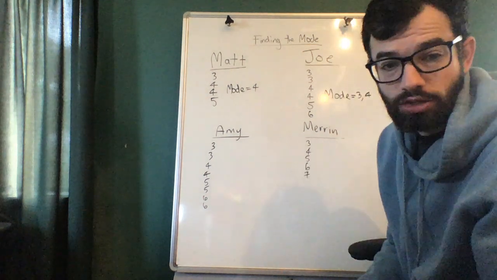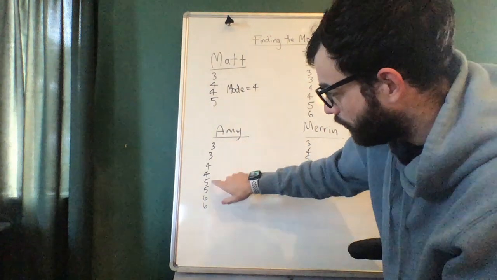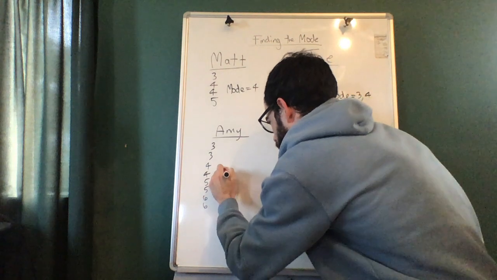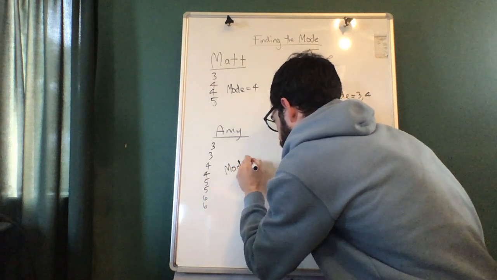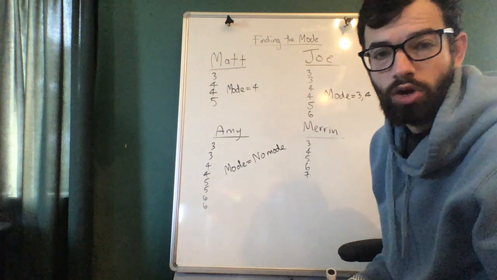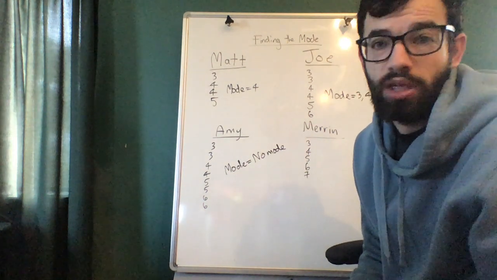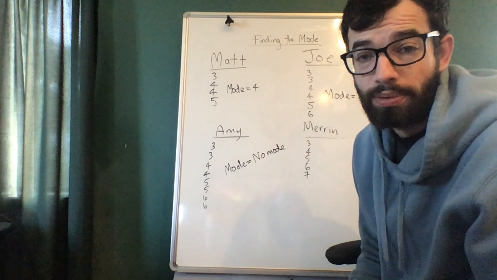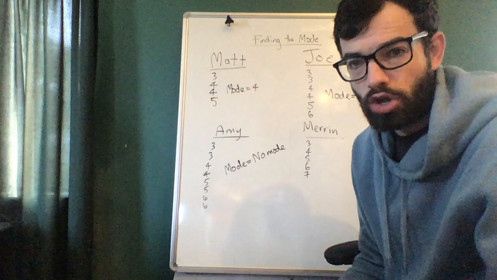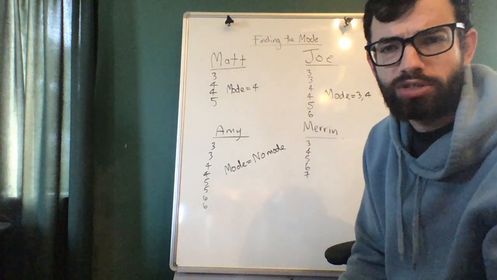Let's jump down to Amy. Amy has 3 3, 4 4, 5 5, 6 6. And in this case, there is no mode because she's got lots of numbers that all have the same amount, but if you're looking at really big sets, that is likely to happen. Each of them is just as common as each other, and there's lots of them. You can have 2 modes, you can't have 4 modes.